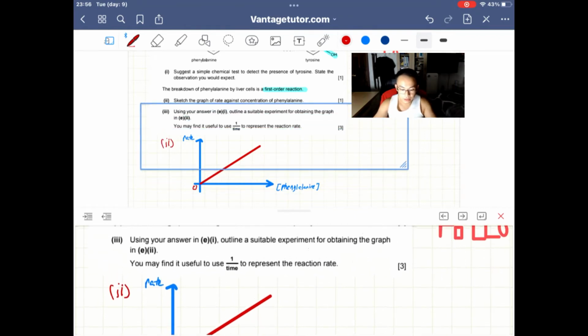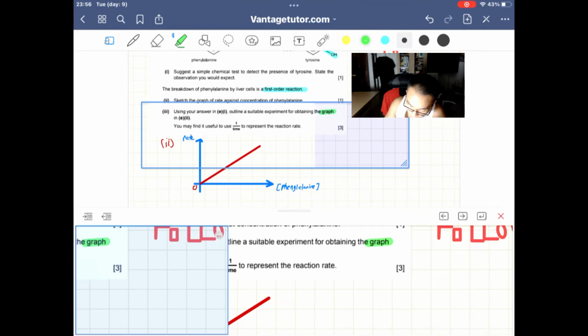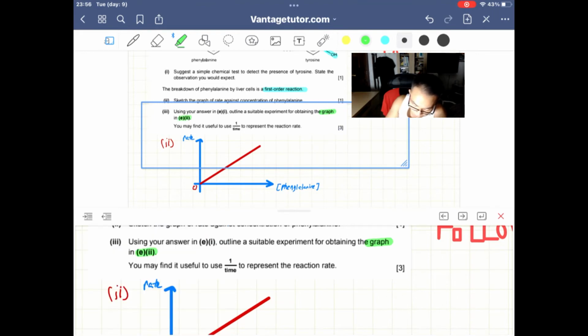Okay, now second part, use your answer in E part 1, outline a suitable experiment for obtaining the graph in E part 2. Now this is very similar to your planning, but if I look at the marks, it's only 3 marks, so I'm not going to give too much detail and waste my time. So in the concern of time, I probably have to write something very brief.